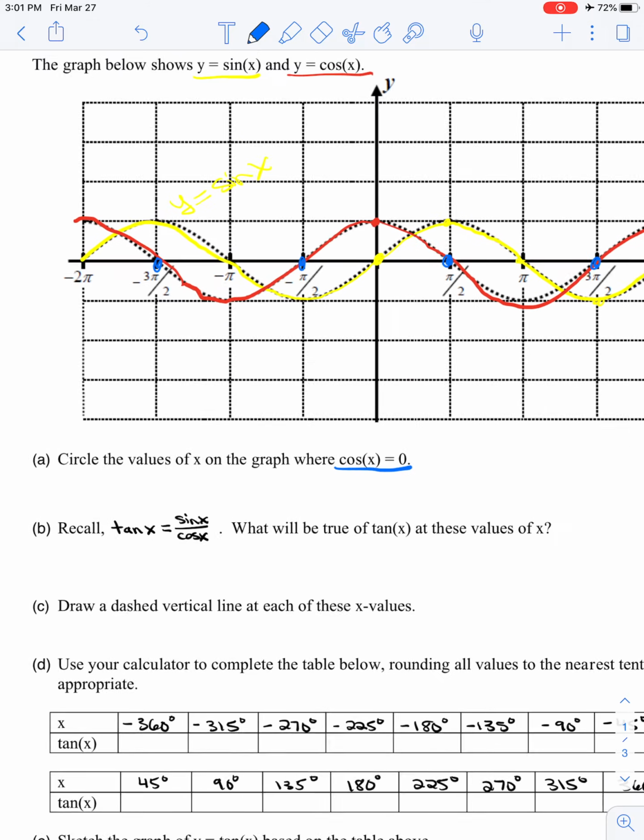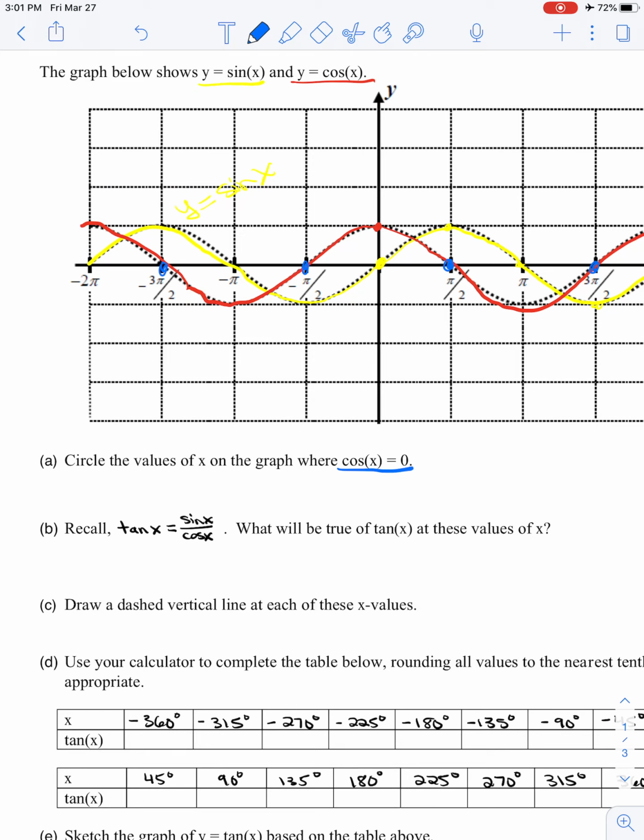Now remember, the tangent is equal to sine x over cosine x. So when we're thinking about tangent, if we know at these values that cosine is equal to 0, what do you think would happen if you try to find, let's say, the tangent of 90 degrees or pi over 2 radians? Here, the sine of 90 degrees would be 1, but the cosine of 90 degrees would be 0.